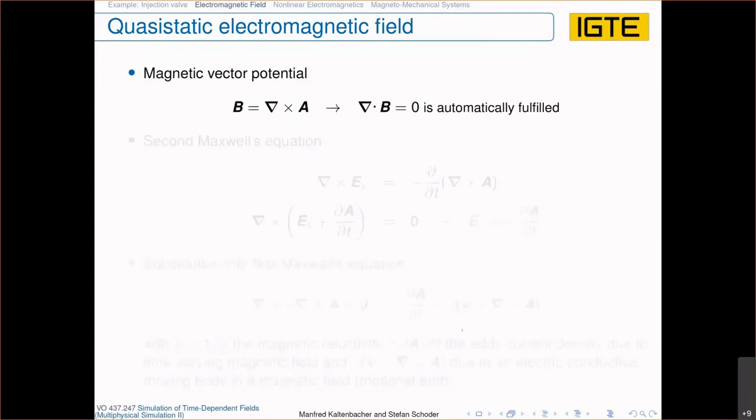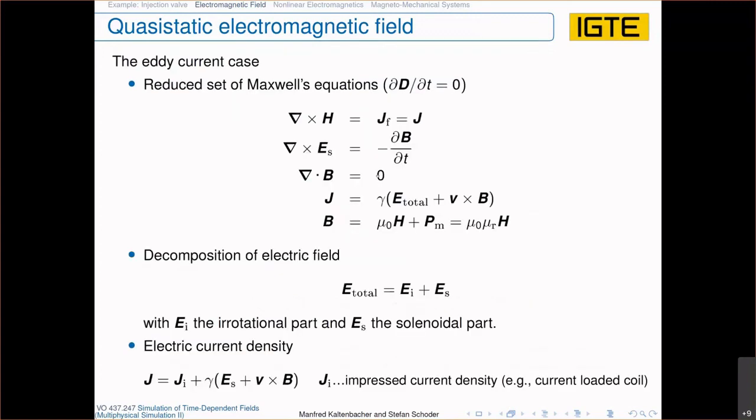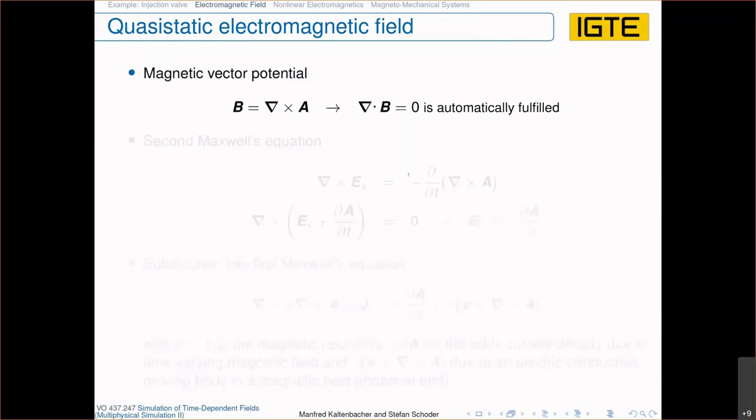Now, since the divergence of the magnetic field is 0, this is automatically fulfilled when we express B by the curl of A. So you see, when we introduce the magnetic vector potential and we go back, then the third equation is automatically fulfilled. So we don't have to consider it anymore. Now let's have a look at the second Maxwell's equation. The third we automatically fulfill by expressing B by the curl of the vector potential.